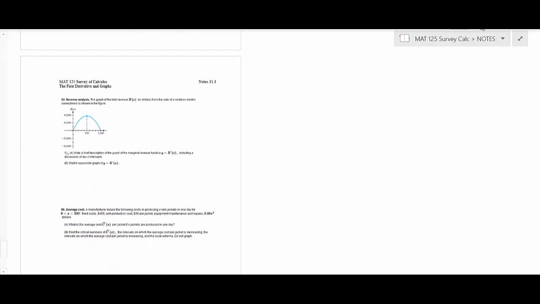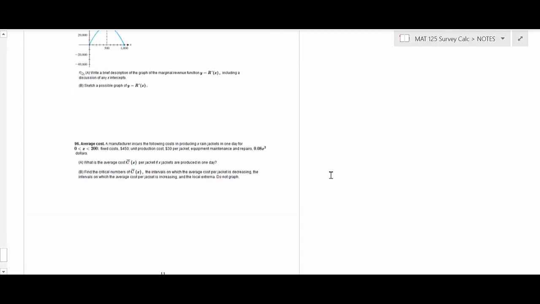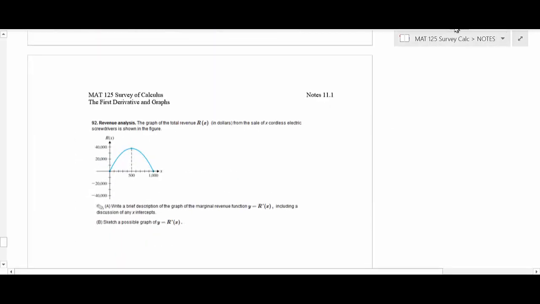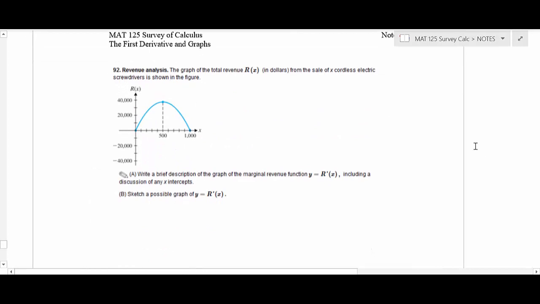And we'll finish up with an application here. Okay, so we've done revenue analysis quite a bit. So this graph is giving you a revenue function. The revenue is in dollars. That's the y-axis. And this is the sale of electric screwdrivers. Okay. So what we're going to do on this is write a description of the graph of the marginal revenue, including any discussion of x-intercepts.